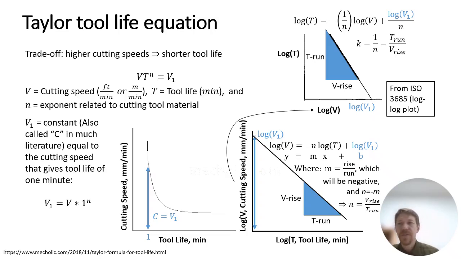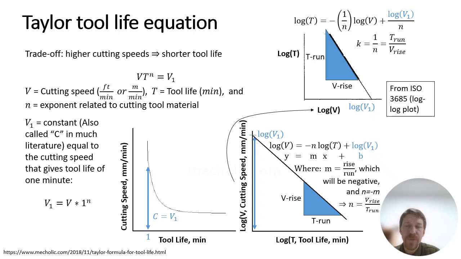tool life. And this is easier if we put the tool life on the horizontal axis because of the form of this equation. If you take the log of both sides of the V T to the n equals V1, you get log of V equals negative n log T plus log V1. And you can apply that directly to the y equals mx plus b linear equation, where m is the slope, so that's rise over run. In this case, it's negative, and therefore our n value, Taylor tool life exponent, n equals negative m, so that we can keep n a positive value.